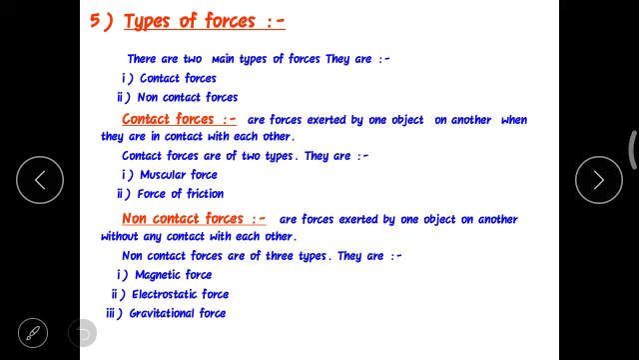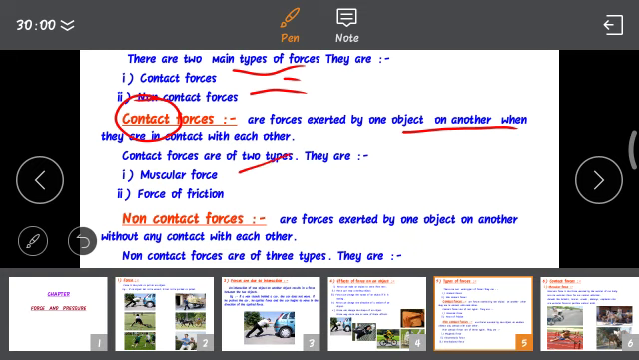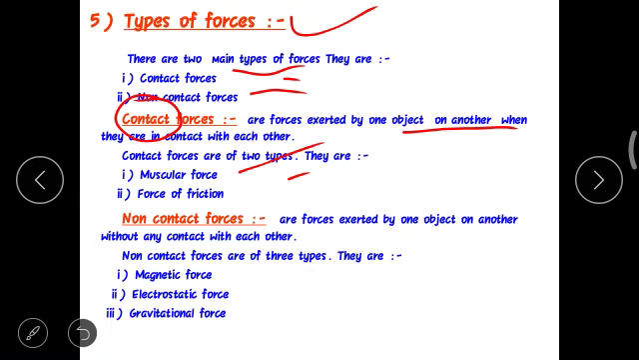So next one, types of forces. Basically there are two types of force. Number one is contact force, and number two is non-contact force. Contact and non-contact. Contact means that one object is in contact with another object. These are further of two types: muscular force and force of friction.